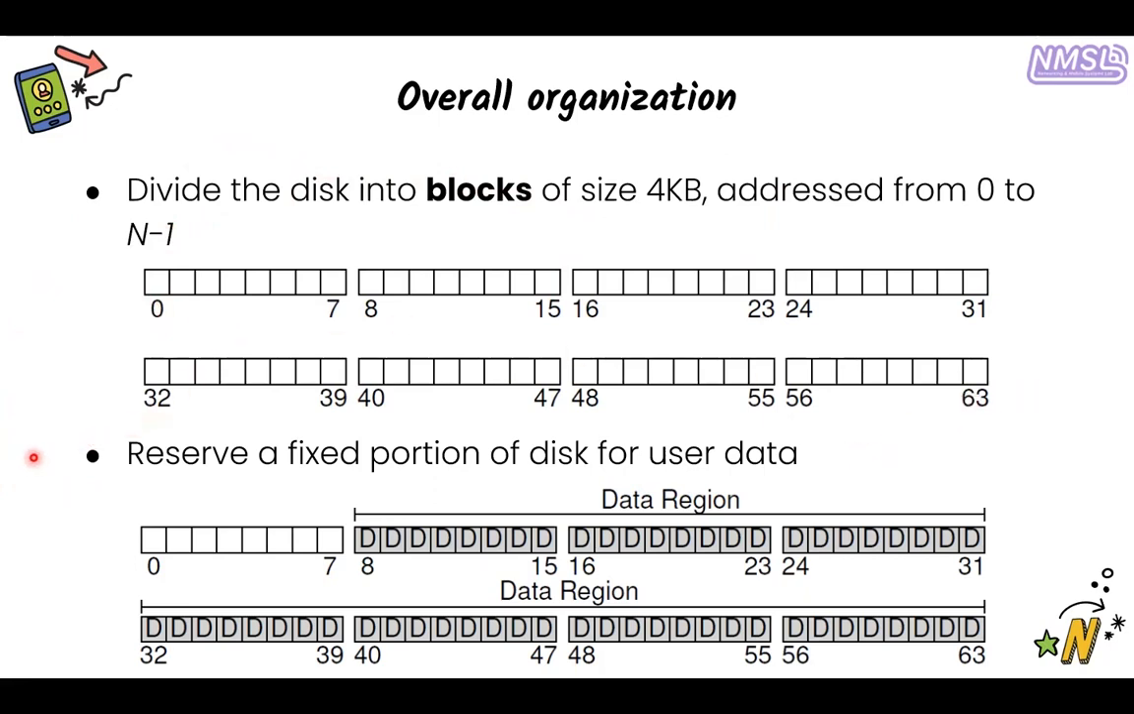Now, in most systems, it will be user data that eats up most of the space. So we're going to have a fixed portion of disk for user data. And we're going to mark it as the data region with a capital D. Let's say we use 7/8 of our whole disk for that.